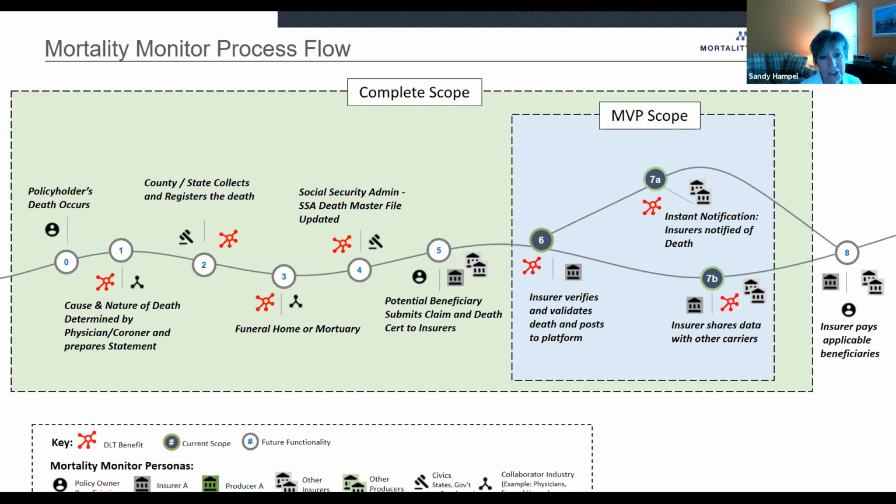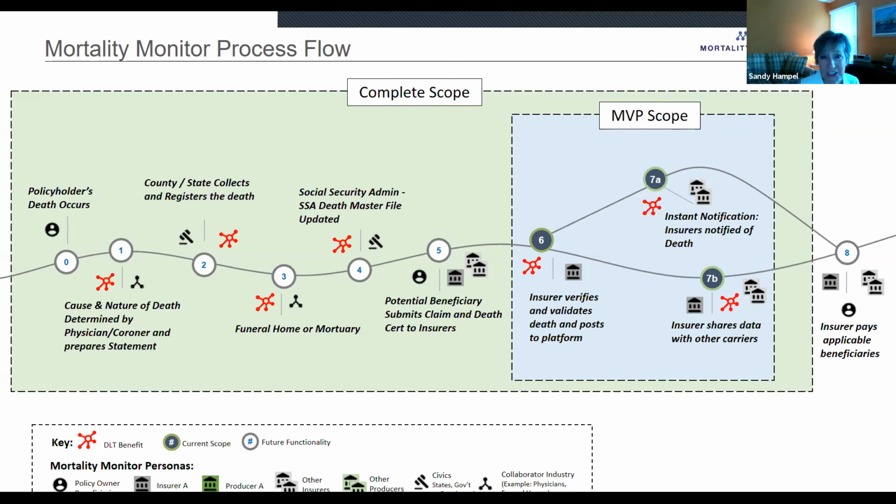Eventually at step 2, the county and state collect that information and they register that information and it gets recorded with the vital records. And again, eventually reported on to the Social Security Department. Around that time, the funeral home is also notified. They may be preparing death certificates and that information may be passed on to the life insurance company. If it's not passed on at that time, it would be passed on later down in the process where the beneficiary would notify the carrier.